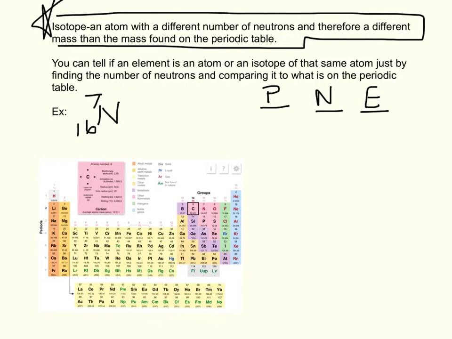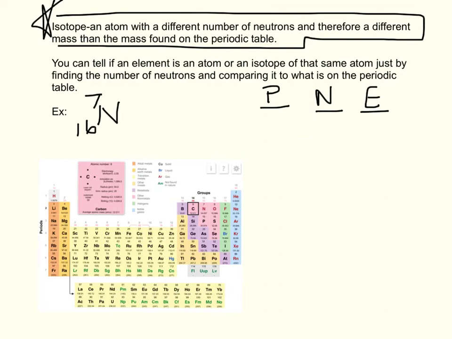I give you nitrogen, and I give you a mass of 16. If you look on the periodic table, it says 14. So right away, I know this is an isotope because it's not the same as what's on the periodic table. It should come within about a half of what's on the periodic table. So if it's going to be the atom nitrogen, it should be 14. If it's not the atom nitrogen, it won't be 14. It'll be 15, 13, 16, something that's not 14. So let's take a look.